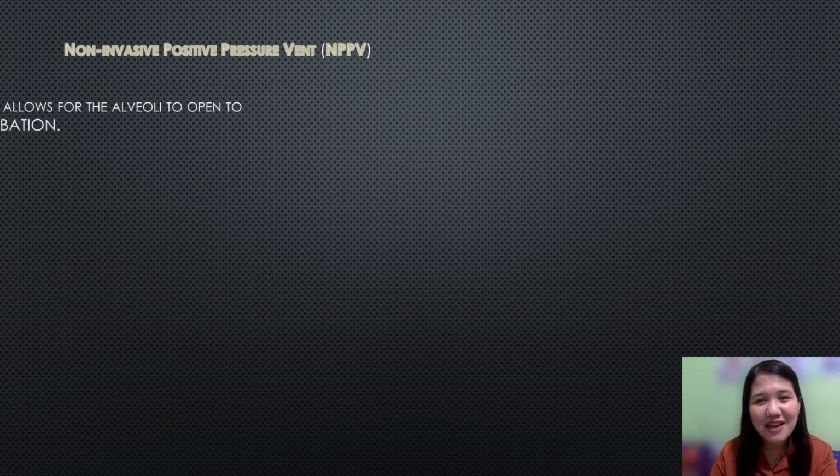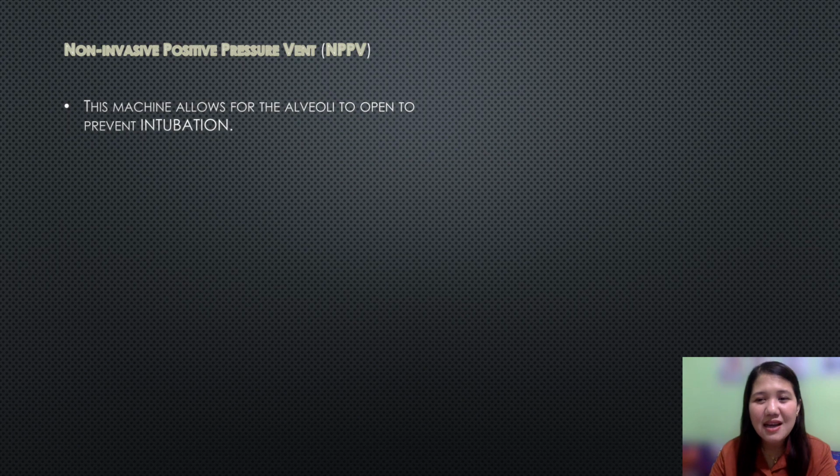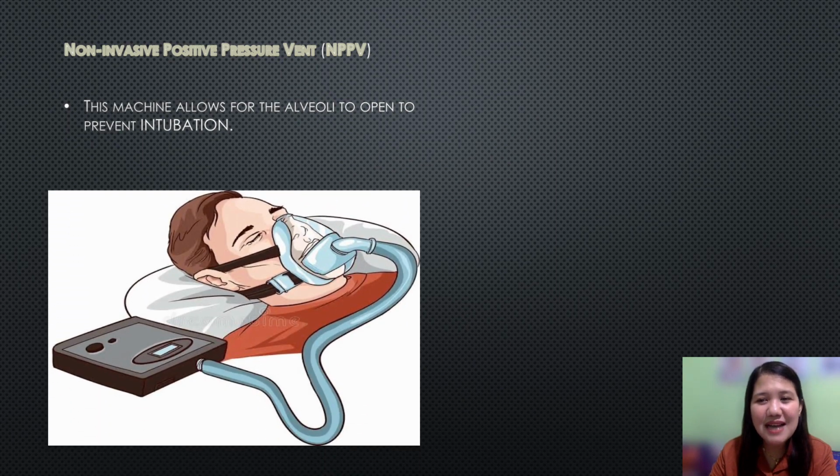Next, we have the non-invasive positive pressure ventilation or the NPPV. This is commonly used for patients with COPD, hypercarbia, or an increase in carbon dioxide in the bloodstream, acute asthma attack, or dyspnea. This machine uses a positive pressure that allows the alveoli to open to prevent intubation.